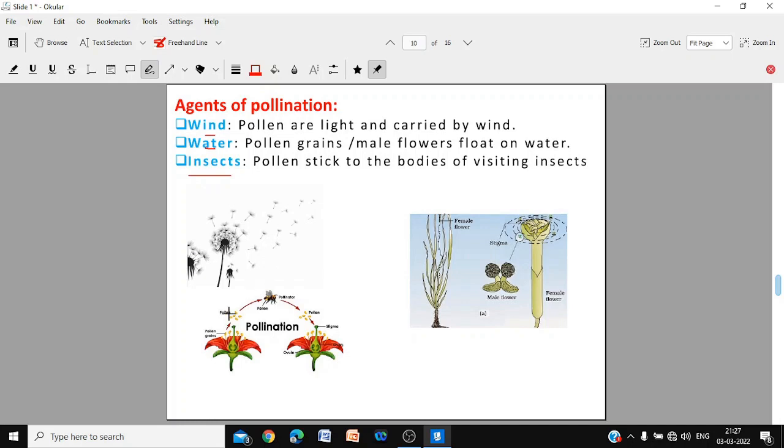Here we have an insect pollination. An insect sits on this flower, the pollen grains will stick to the body and then it will sit on another flower. And we can also have pollination by water. Male flowers are floating on water and going to the female plant. So we can have pollination by wind, pollination by water, and pollination by insects. Wind, water, and insects are called the agents of pollination.